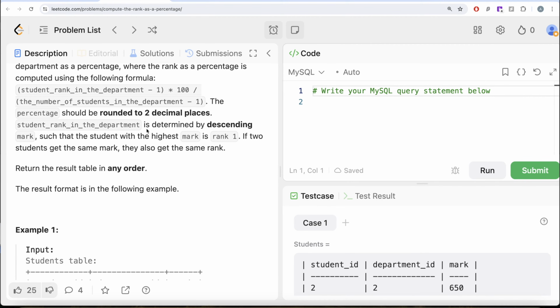Student rank in the department is determined by descending mark such that the student with the highest mark is rank 1. If two students get the same mark, they also get the same rank. Okay. Return the result table in any order.